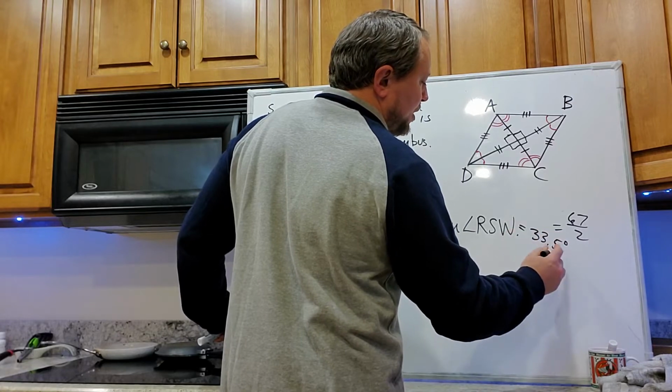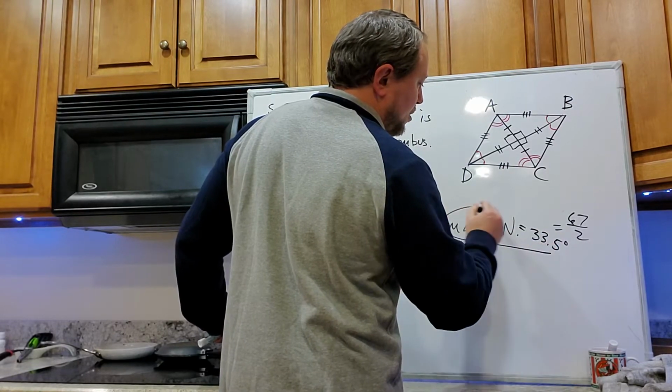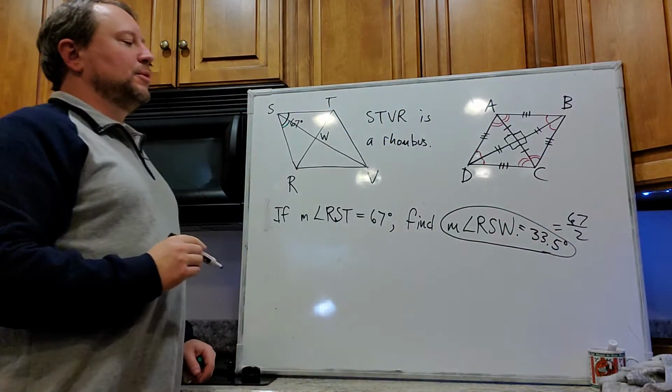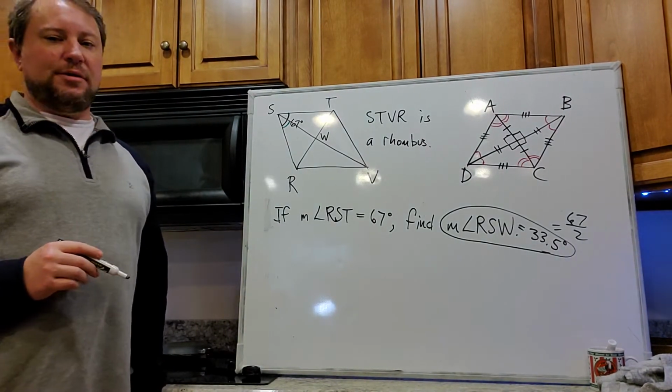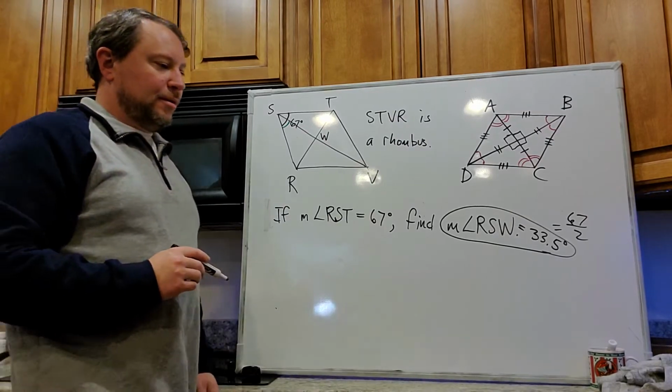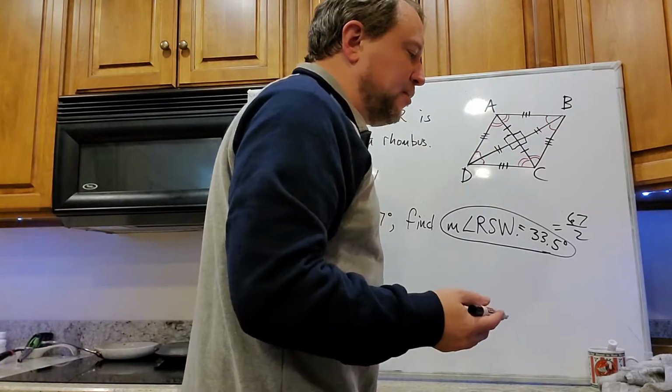So there's what angle RSW would be. Half of 67, or 33.5 degrees. Okay, let's try another one here.